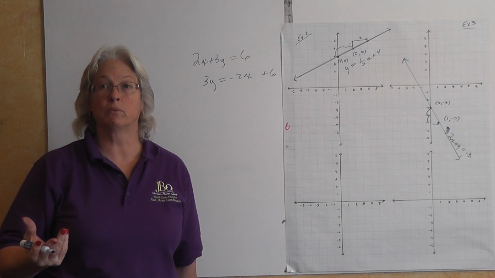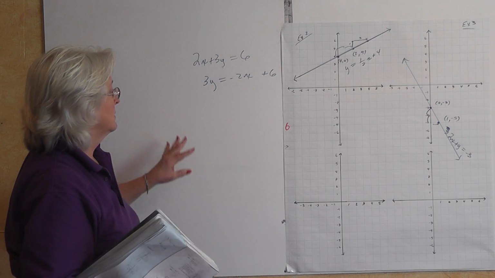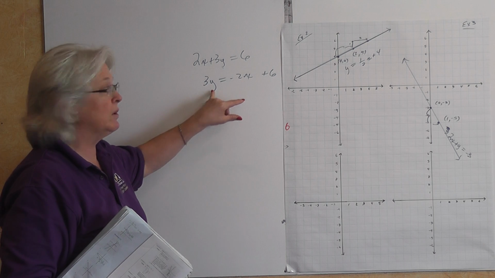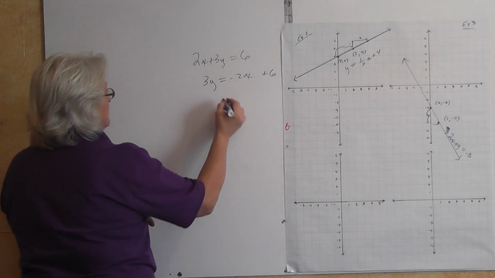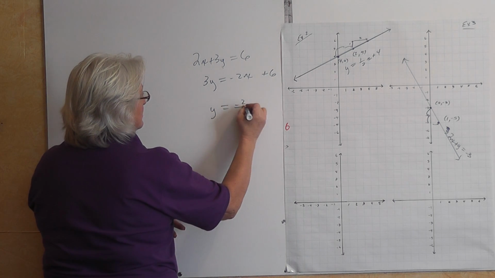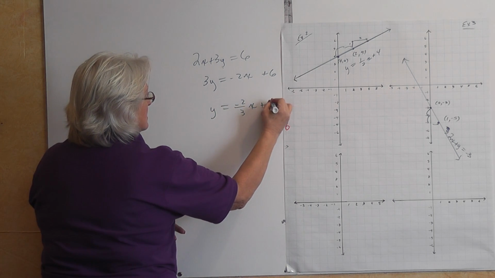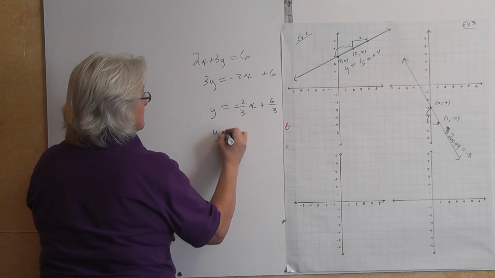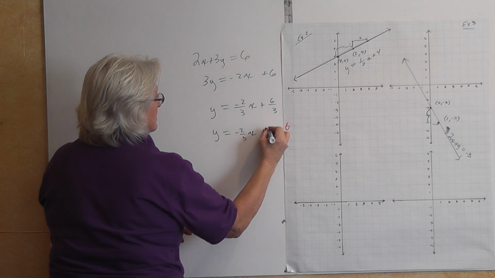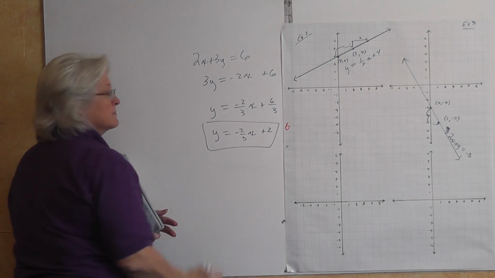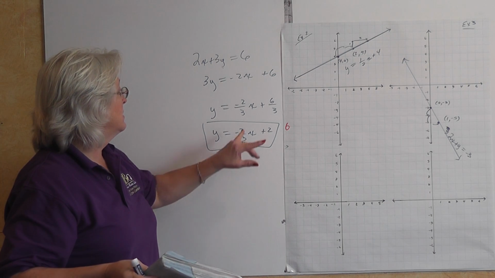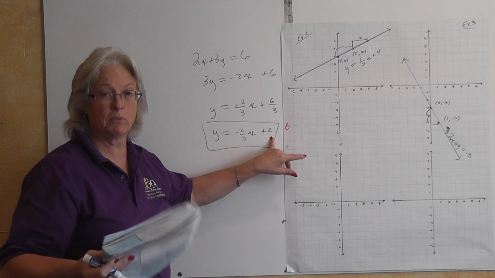Is it in slope-intercept form yet? No, because we have to solve for 1y. So we're going to divide both sides of the equation by 3. So we have -2/3 x plus 6 over 3, which is -2/3 x plus 2. We've now written the equation in the slope-intercept form of the line.